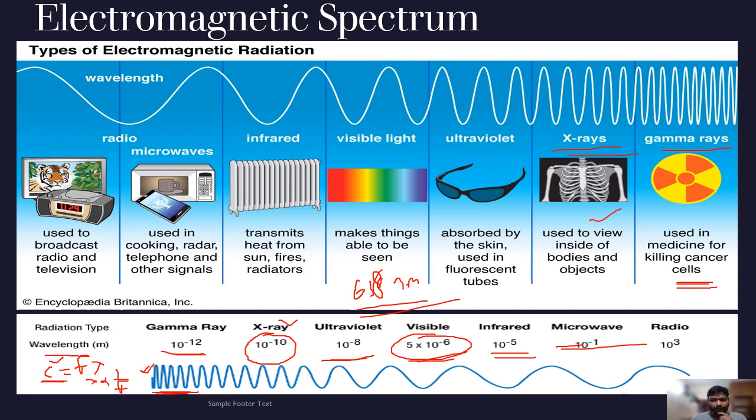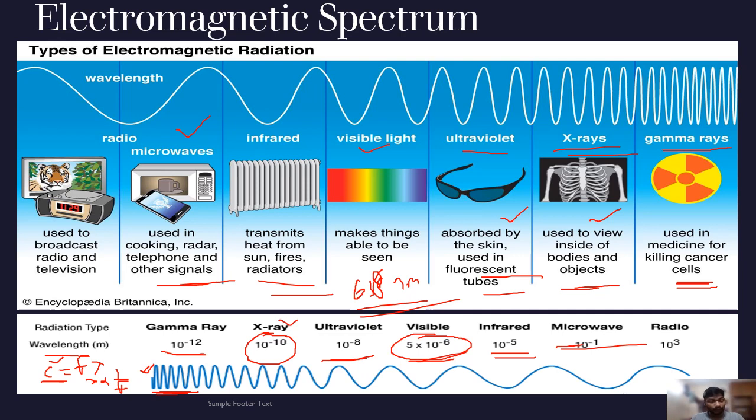It is used for viewing inside bodies and objects. And ultraviolet ray is absorbed by the skin and used in fluorescent tubes. And we are seeing everything because of the visual spectrum. And infrared transmits heat from the sun, fires, and radiators. And microwaves are used in microwave ovens for cooking, radar, telephone, and other signals. And the radio wave is used for broadcasting.